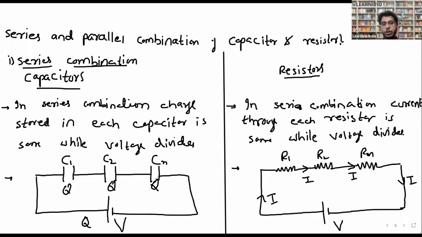The motive of doing this series and parallel combination is this: using the series combination of capacitors, you want to remove all the capacitors and use a single capacitor which produces the same effect as all these capacitors together. The effect that C1, C2, Cn are producing, the same effect will be produced by a single capacitor. That capacitor is known as the equivalent capacitor.